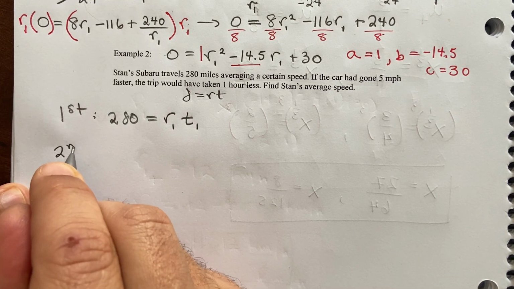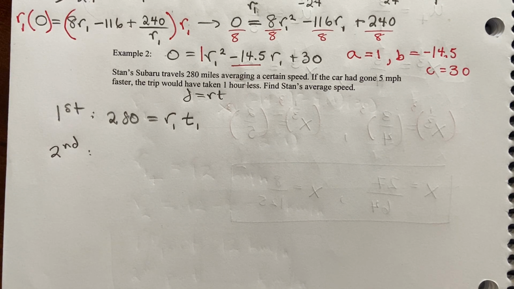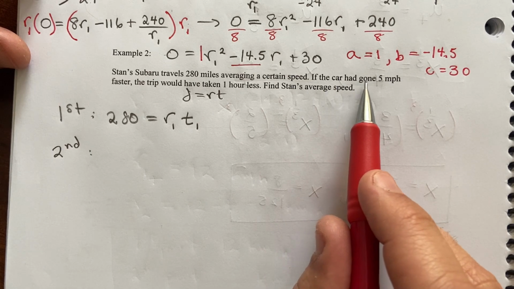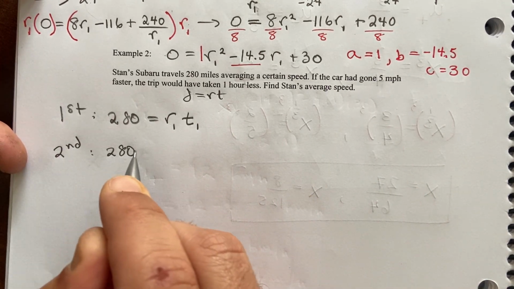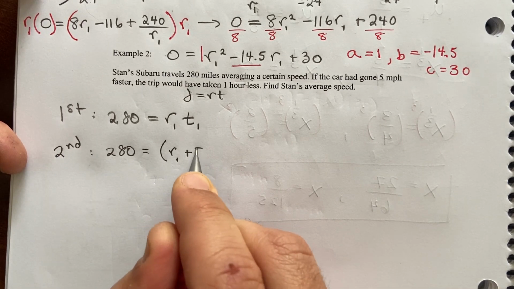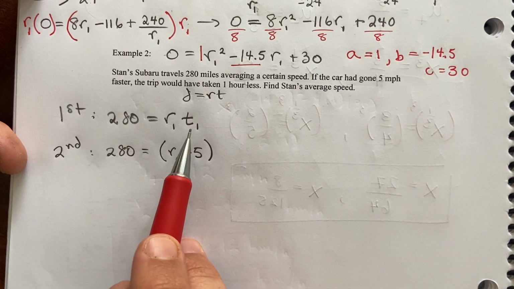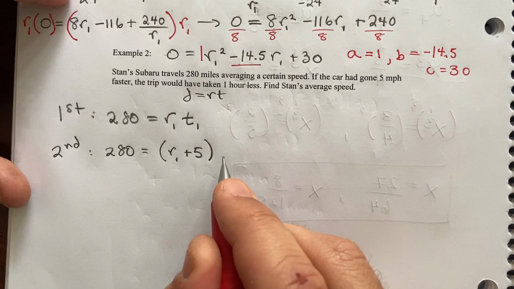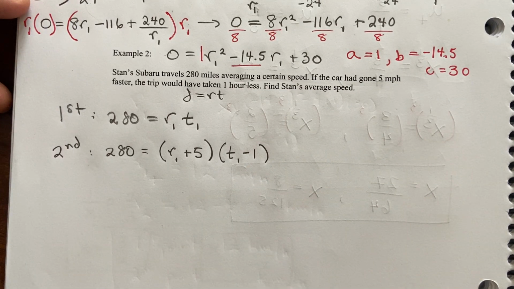The second part of the trip, or not the second part, but if the trip would have taken place again, just with things changing. It says if the car had gone 5 miles per hour faster, so if we're still going 280 miles, if I take R1 and add 5, then the time, which we called T1, would have taken 1 hour less. So we would have had T1 minus 1 in that case.